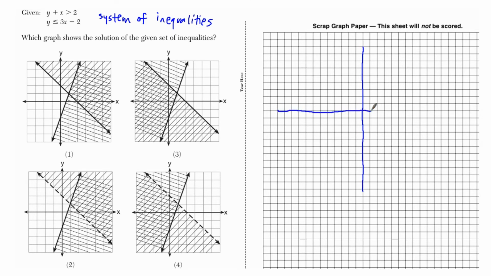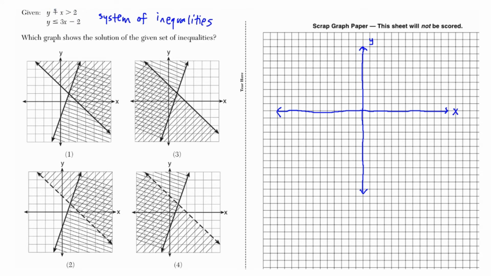And I'll do the best I can. Yeah, it's good enough. Here's our x-axis, here's our y-axis. It's always nice to add our arrows, even though this is just scrap. Keep the good habits. Okay, so here's our x and our y. Now we need to graph each of these inequalities.